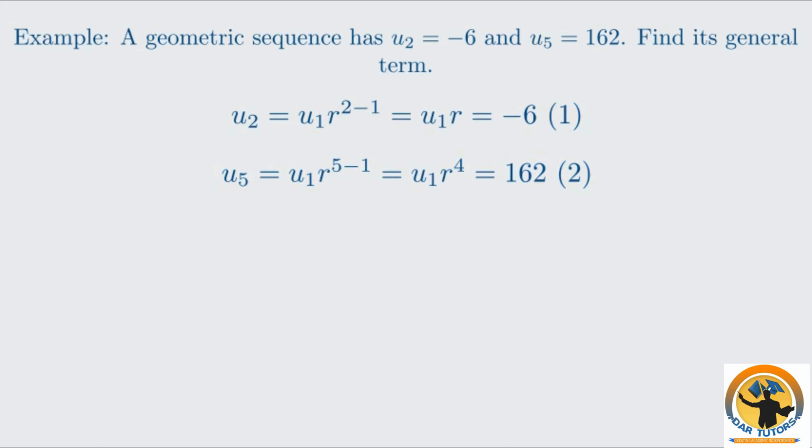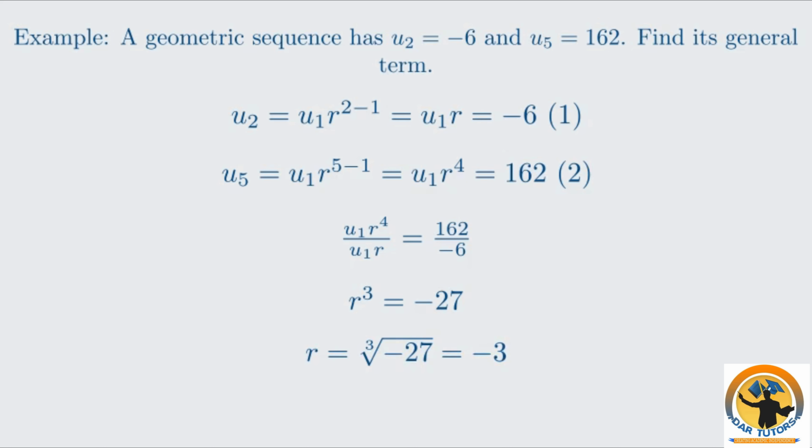Now we have a system of two equations with two unknowns, u_1 and r. A clever way to solve this for geometric sequences is to divide the equations. Let's divide equation 2 by equation 1. On the left side, u_1 r to the fourth divided by u_1 r simplifies to r cubed. On the right side, 162 divided by -6 is -27. So r cubed equals -27. To find r, we take the cube root of -27, which is -3. So our common ratio is -3.